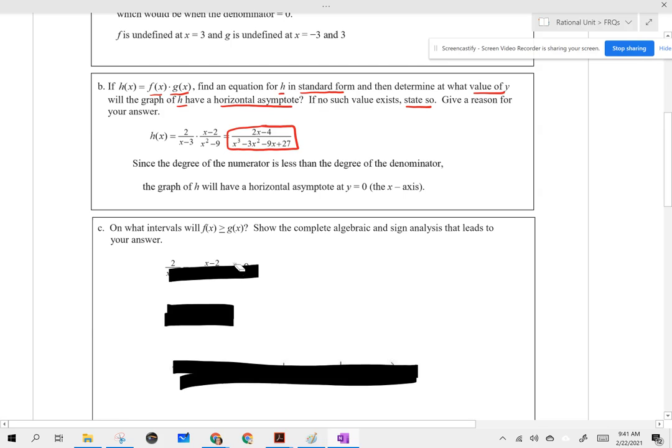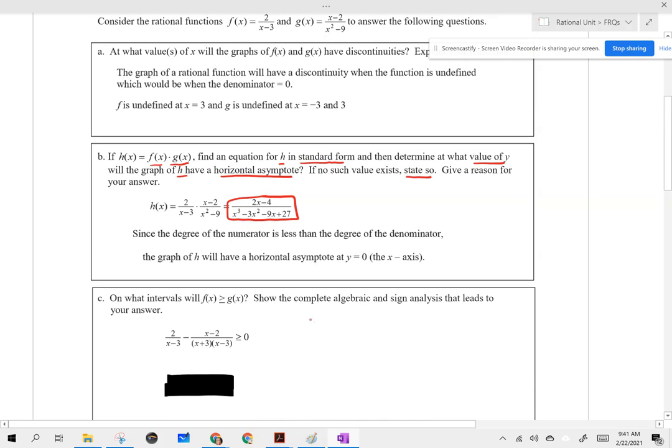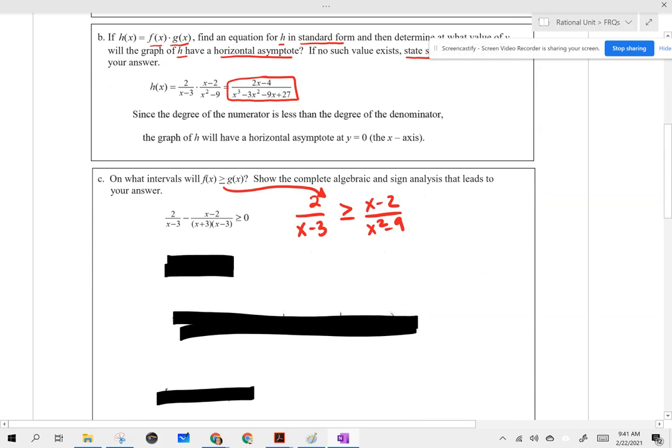So the first thing you want to do is put it in proper notation where you would have f of x greater than, so you would have 2 over x minus 3 greater than or equal to x minus 2 over x squared minus 9. That's what this says. Well, you know that when we have that, we're supposed to take this guy, bring it over to this, and then have it greater than or equal to 0, which is exactly what this is saying. Then what we need to do is get common denominators and simplify that. So that's what this is going to be saying.